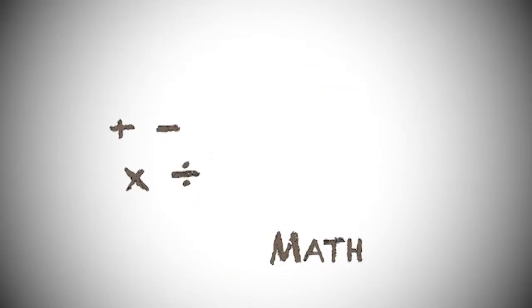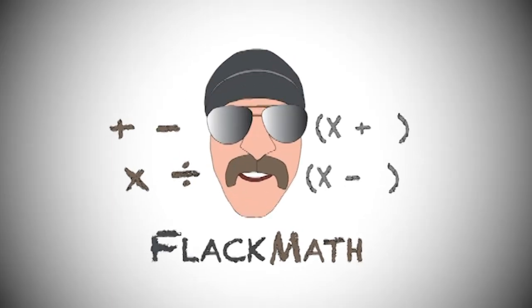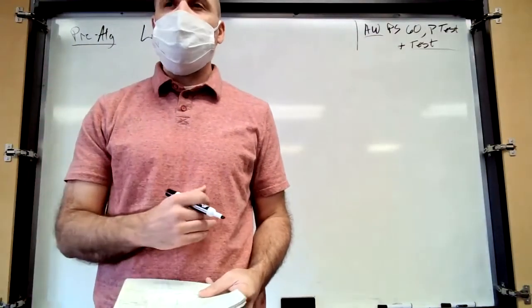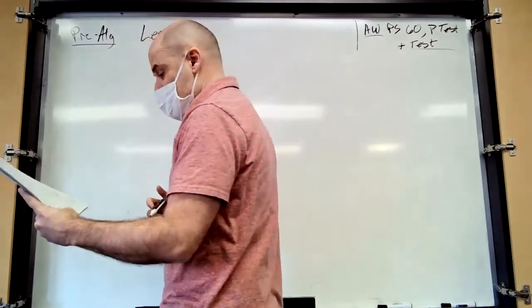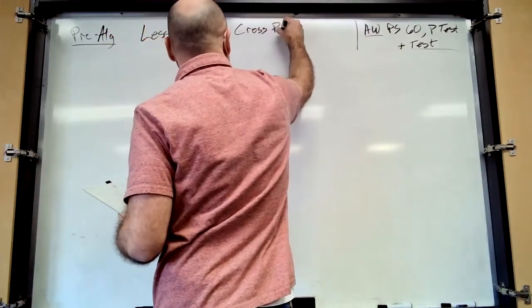Math! Give me some math and I'll give you some flack! Okay, so we are going to do the fish method with fractions, basically. So we're going to do cross products of proportions.